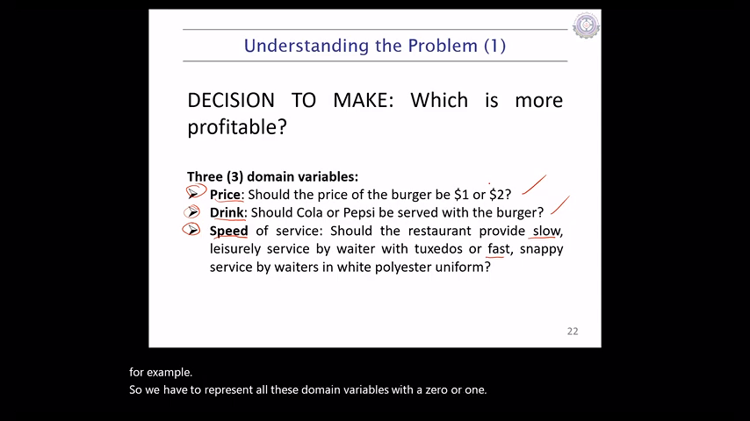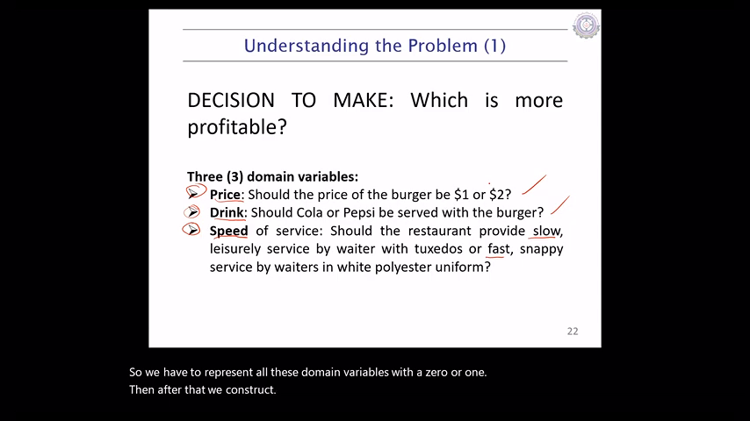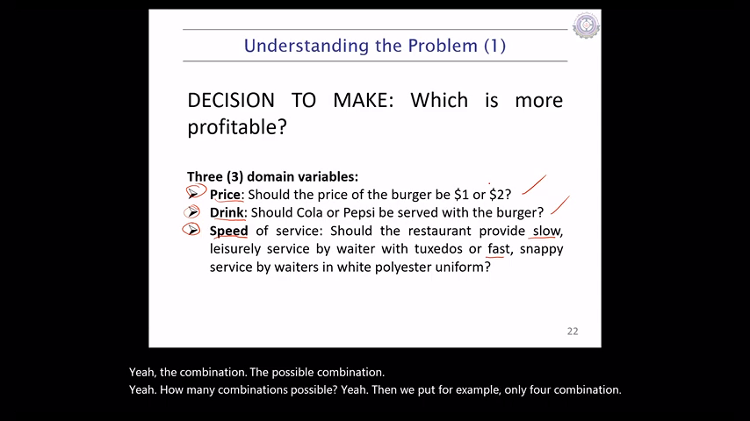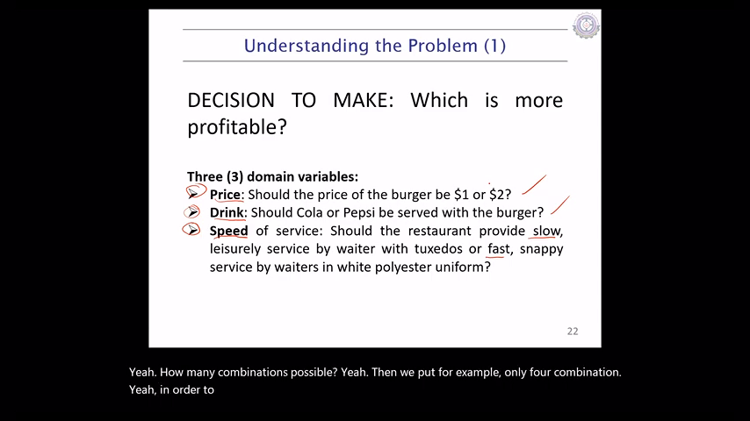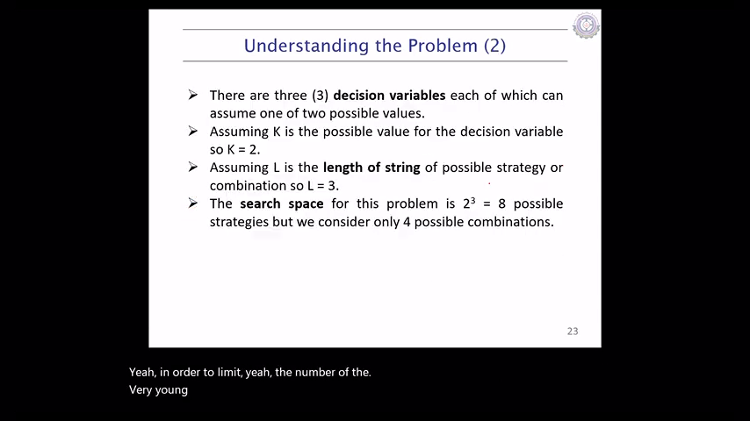Then after that, we construct the possible combinations. How many combinations are possible? Then we put, for example, only 4 combinations, in order to limit the number of variants in this case.